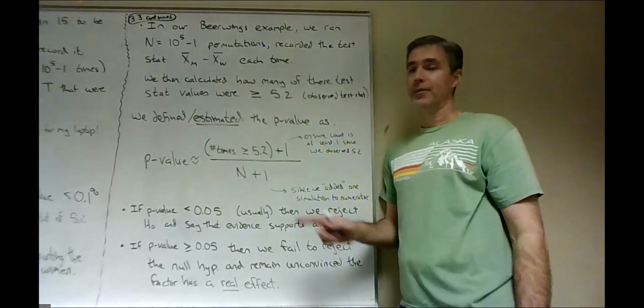Now, in general, if we estimate a p-value and it's less than 0.05, then we're going to reject the null hypothesis and say that there's statistically significant evidence supporting the alternate hypothesis. Now, where did 0.05 come from? Kind of arbitrary. 0.05 is 1 out of 20. So if it only happens one time out of 20, that seems unlikely that it happened by chance. So we're going to say, okay, something was happening there.